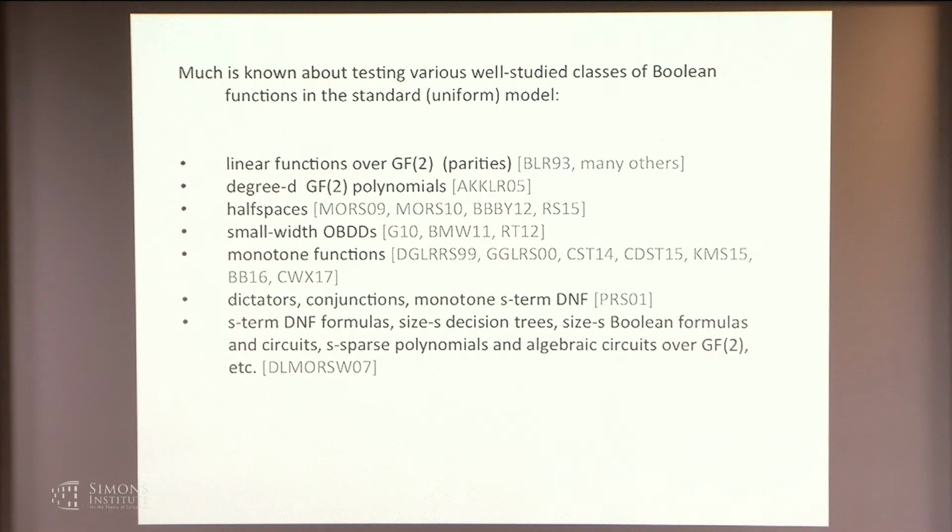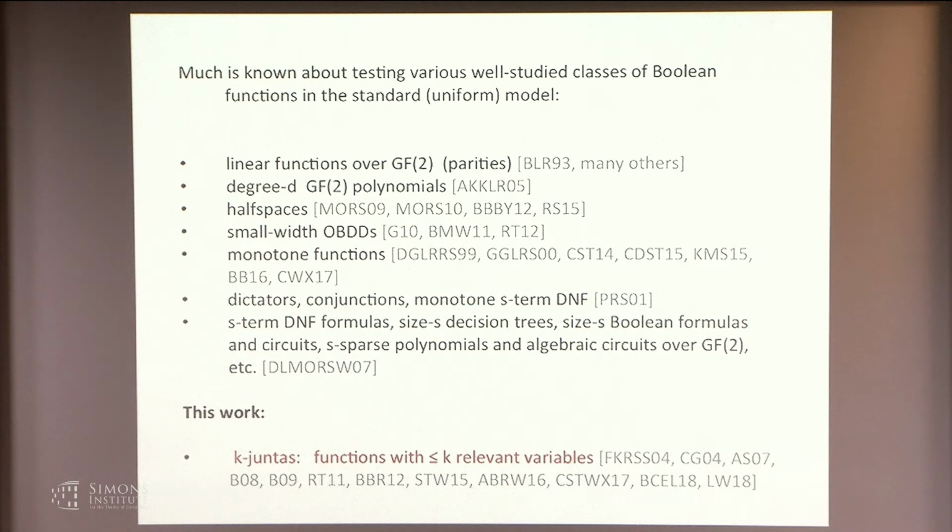So there's been quite a bit of work over the years on algorithms for testing different classes of Boolean functions. I'm not going to go through this list in any kind of detail. The particular class that I'll be talking about is this class of k-juntas. So I'm sure we're all familiar with this. A Boolean function on n variables is a k-junta if it actually depends on only k variables.